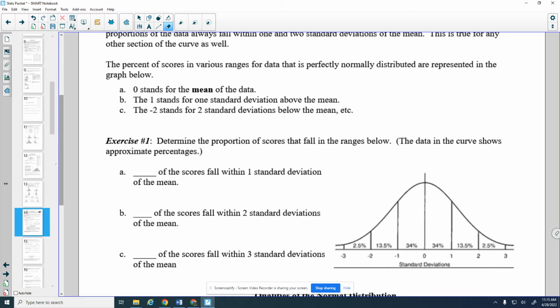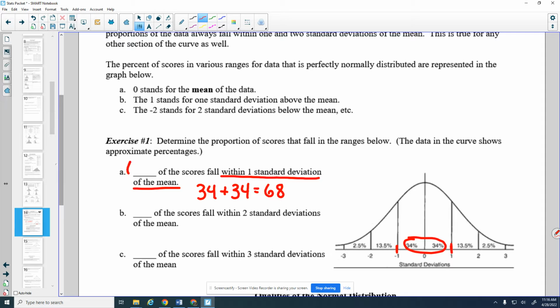So now we're going to determine the proportion of scores that fall in the ranges below. The first one is falls 1 standard deviation from the mean. So when we say within 1 standard deviation, we're talking about from the -1 to the 1. So we're going to add up these 2. 34 plus 34 is 68. So in the normal curve, 68% of the values are within 1 standard deviation from the mean.